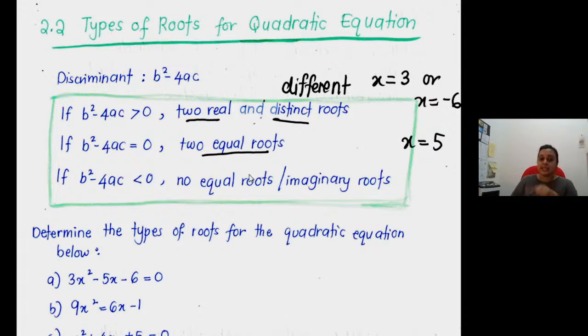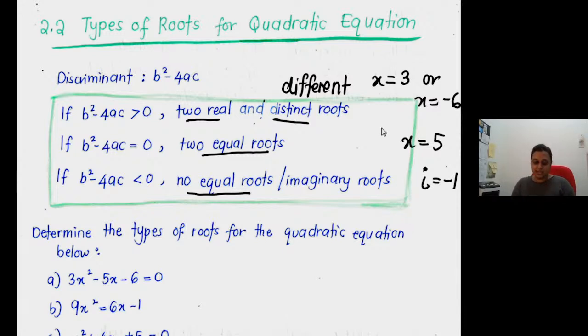Then the last one, no real root. Sometimes when you press in the calculator, it will show math error, or it will show the letter i. Maybe you have not come across it, but if you key in and get the letter i, it means imaginary. i means actually square root of -1. Maybe I should show you.